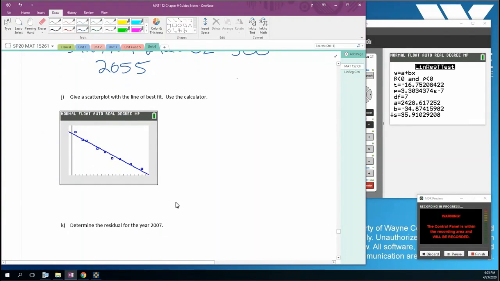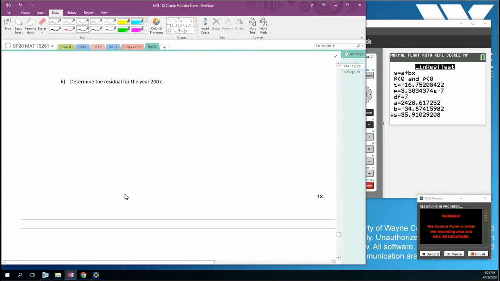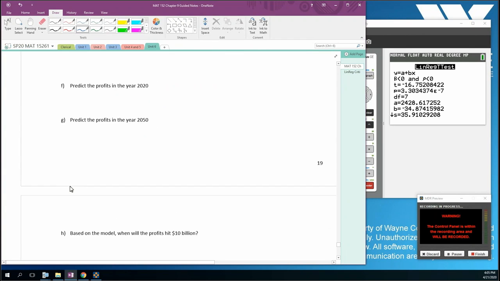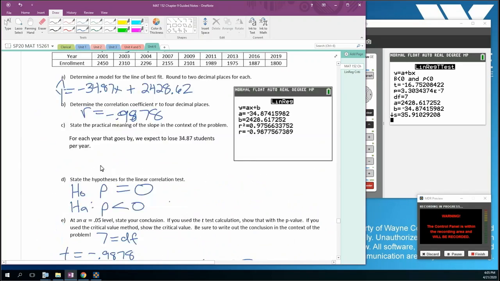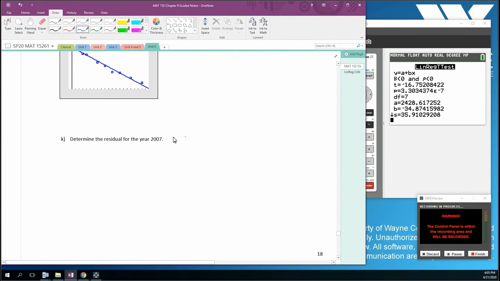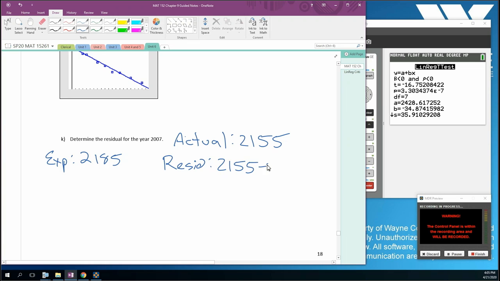So now 2007. So the actual value for 2007 was 2155. So the expected value would be negative 34.87 times 7 plus that. So the expected value would be 2185. So the residual is observed minus expected. 2155 minus 2185. The residual would be negative 30.